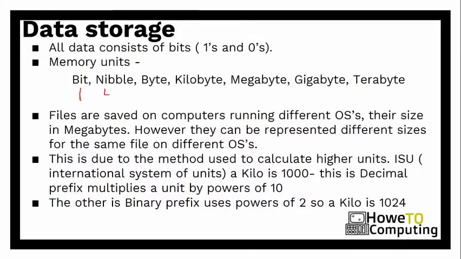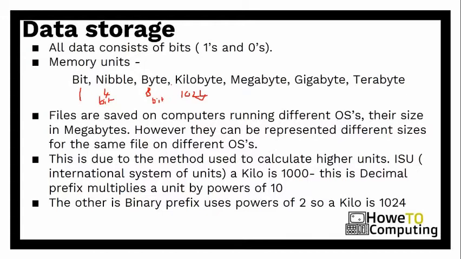A nibble is 4 bits, and we'll look at this a bit later on. A byte is 8 bits. A kilobyte is 1024 bytes, and then so on and so forth. Then megabytes, 1024 kilobytes, and all the way up as we go through the units.